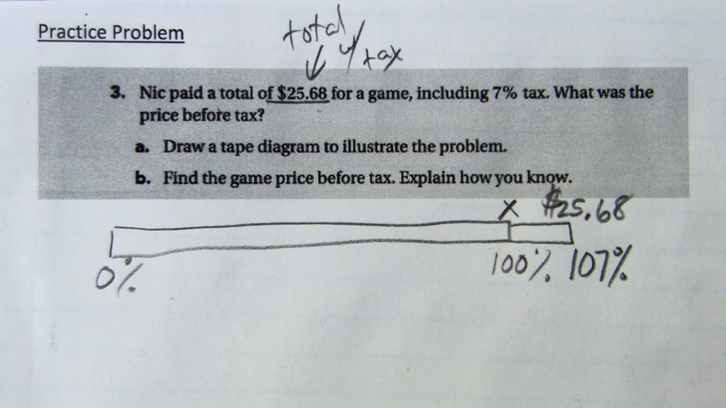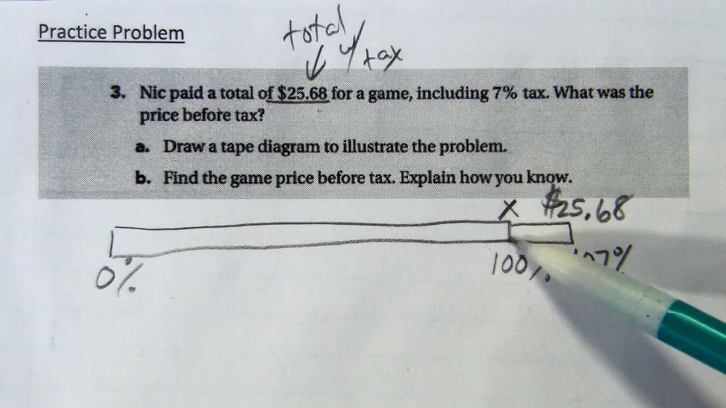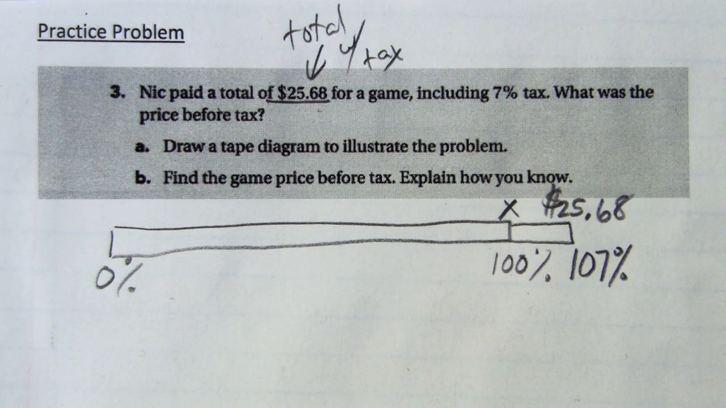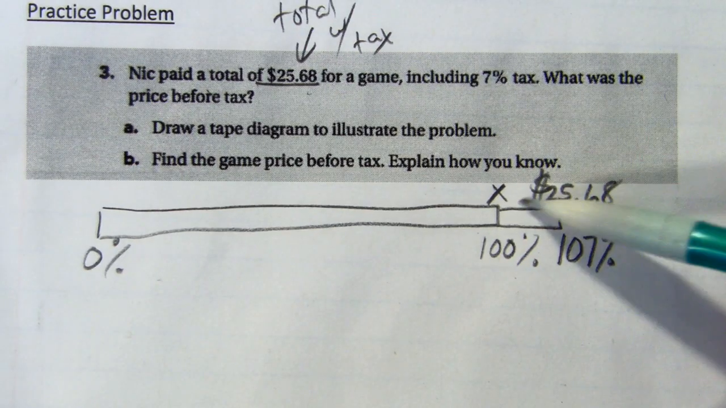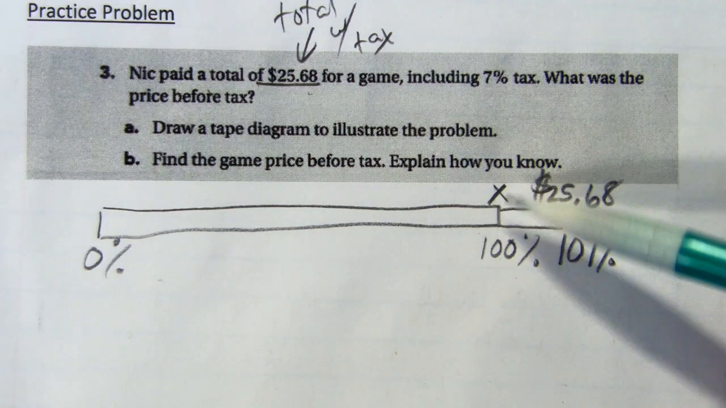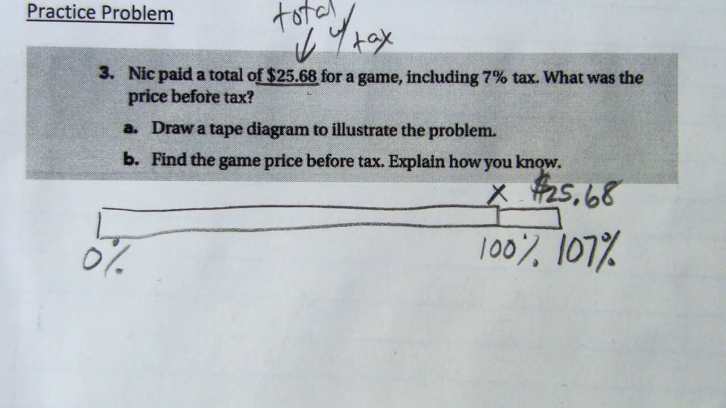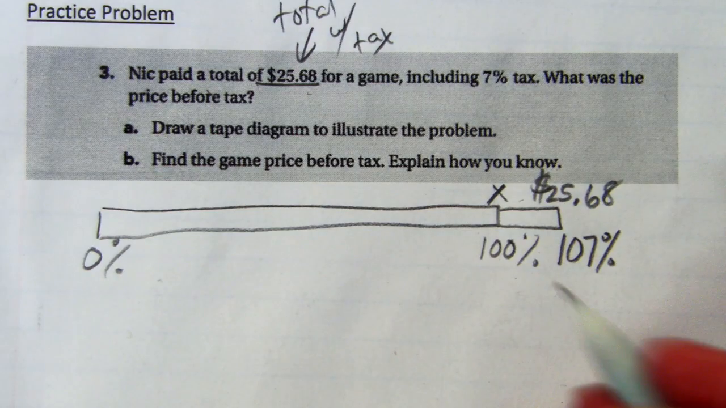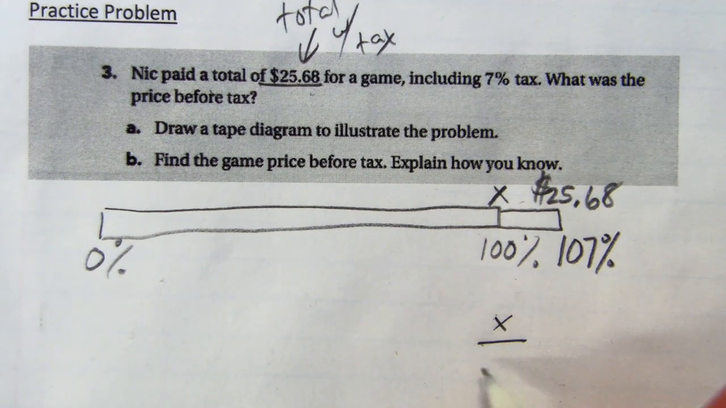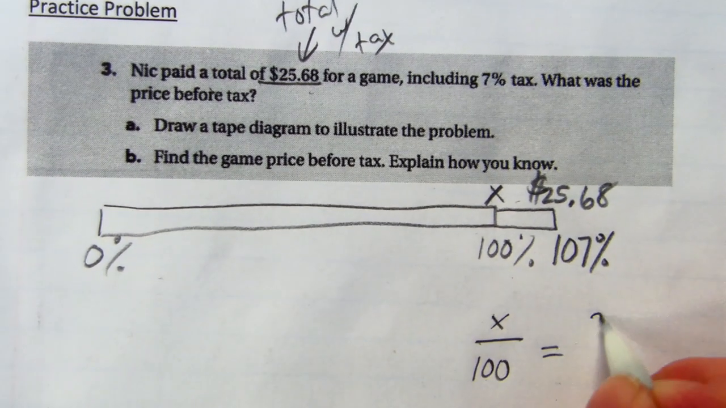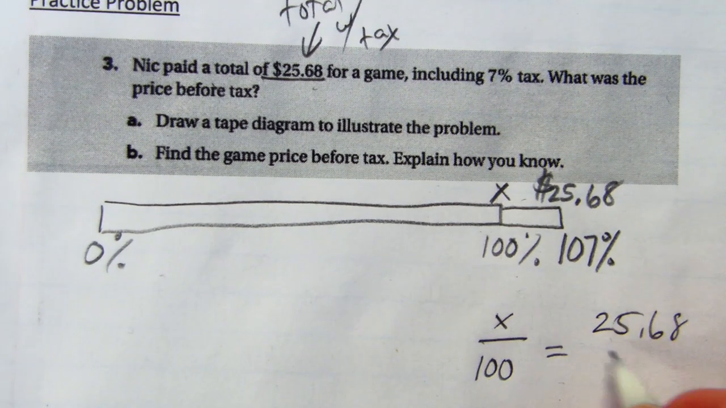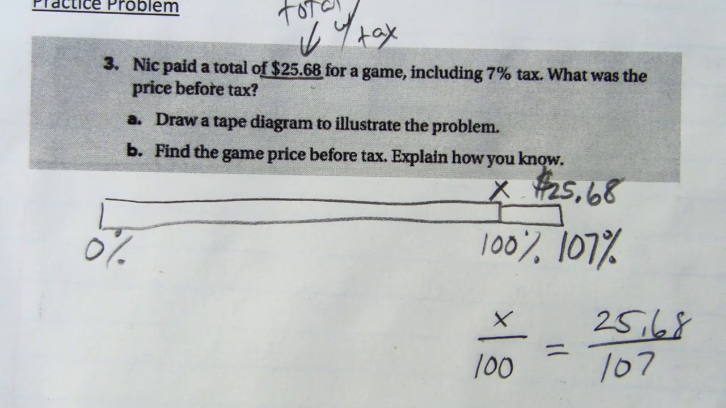So we're going over 100%, which is totally possible. It just means this was a whole and then we're adding another piece. The cool thing about this is it still sets up a proportion. This over this equals that over that. So if I can get the picture set up, then my fractions will be set up correctly. So I'll have x over 100 equals 2568 over 107.